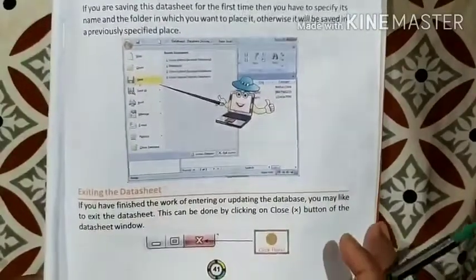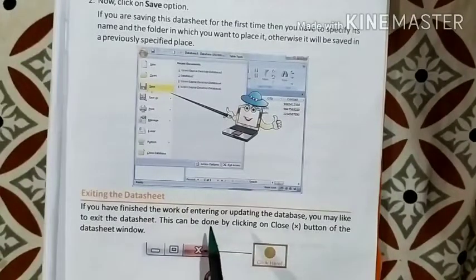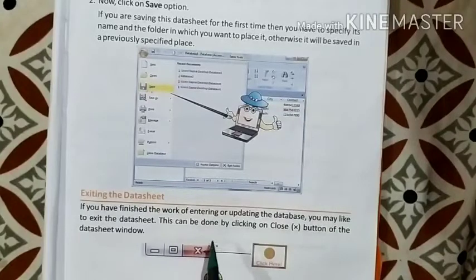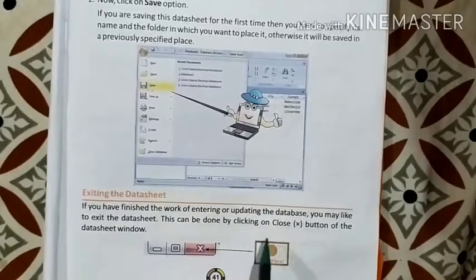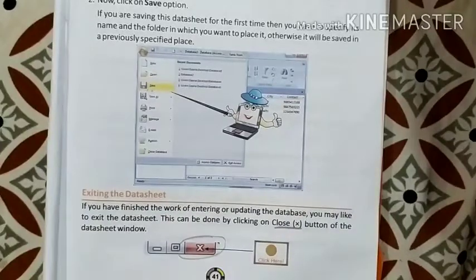And the last, exiting the datasheet. If you want to finish the work or updating of the database, you have to exit. It can be done by clicking the Close button on the database sheet. You can see this sign.